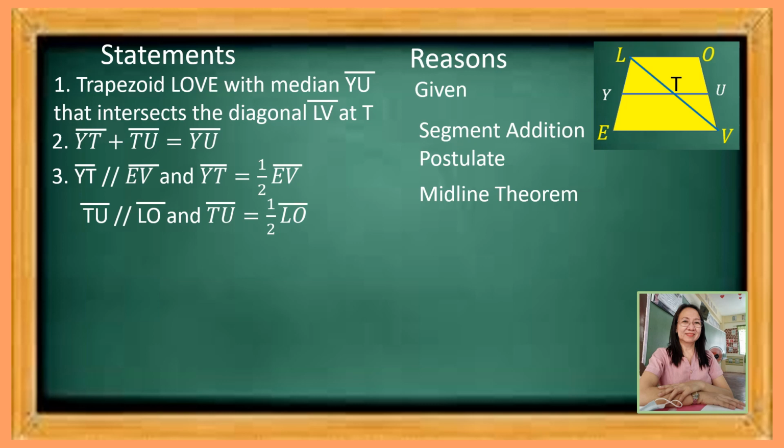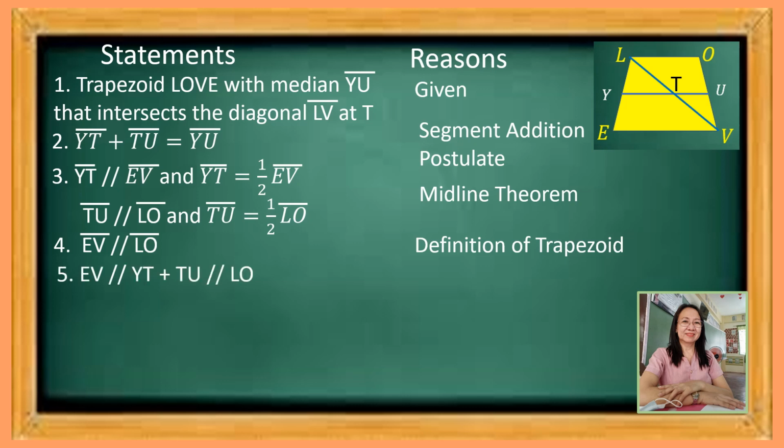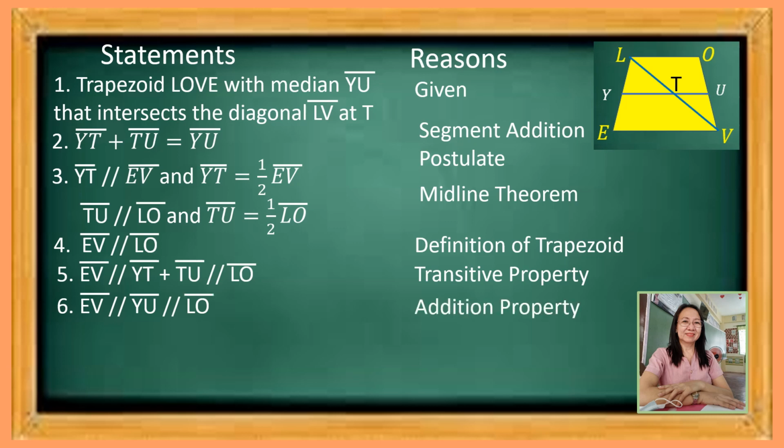Now, EV, which is one of the bases of the trapezoid, is parallel to LO, which is the other base, and that is by definition of the trapezoid. Then EV is parallel to YT plus TU and is parallel to LO. That is by transitive property using statements 3 and 4. So YT plus TU is equal to YU. Therefore, EV is parallel to YU and is parallel to LO, that is by addition property.